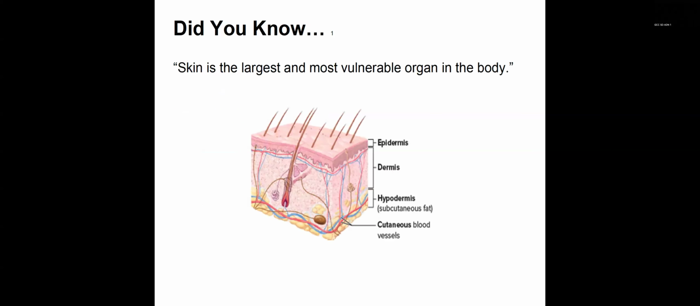Now here's a fun fact. The skin is the largest and most vulnerable organ in the body. It's constantly exposed to environmental challenges, making its protection mechanism vital for survival. The skin receives more care and treatment than any other body system. And it makes sense too, because it's the largest organ that's exposed to the highest amount of stress.